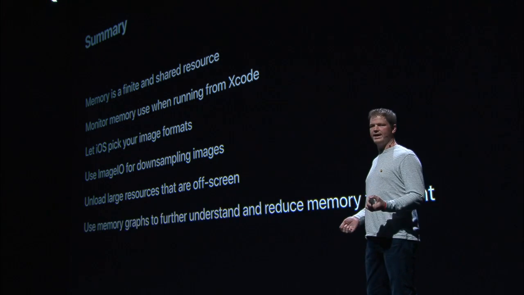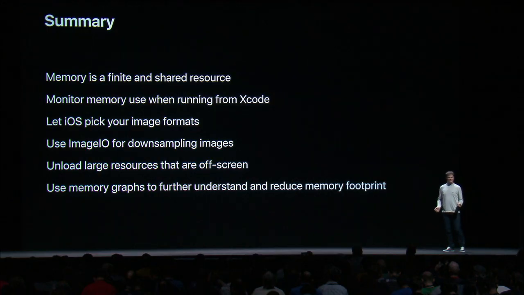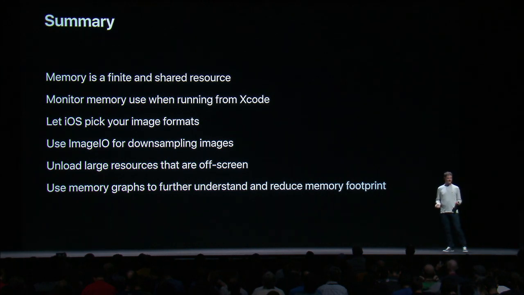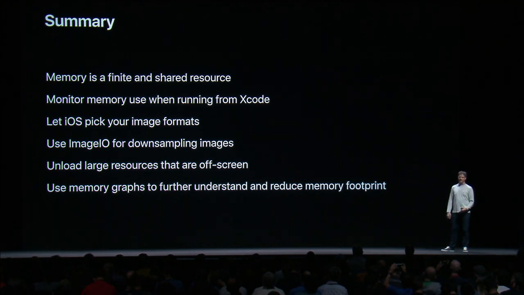And even after all of that, we're still not done. As we just saw, using memory graphs can help us further understand what's going on and reduce our memory footprint. That, combined with malloc history, gives us great insight into where our memory is going and what it's being used by. So what I'd recommend is everyone go out, turn on malloc history, profile your app, and start digging in.